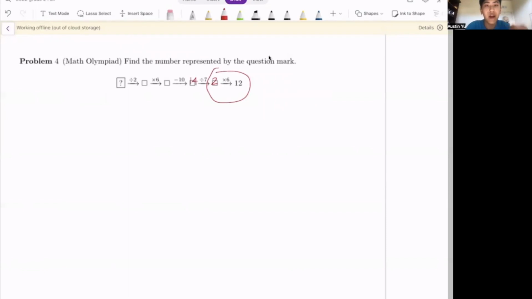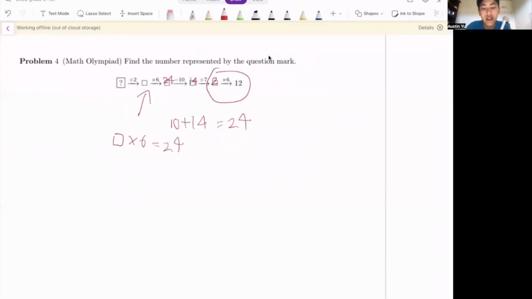And then something minus 10 equals 14, that is a larger number, but we can just add 10 plus 14 together, which equals 24. And then the second to first one, something times 6 equals 24. We can just do 24 divided by 6, which in this case is 4. And finally, something divided by 2 equals 4. That is just 8. So 8 is our question mark.